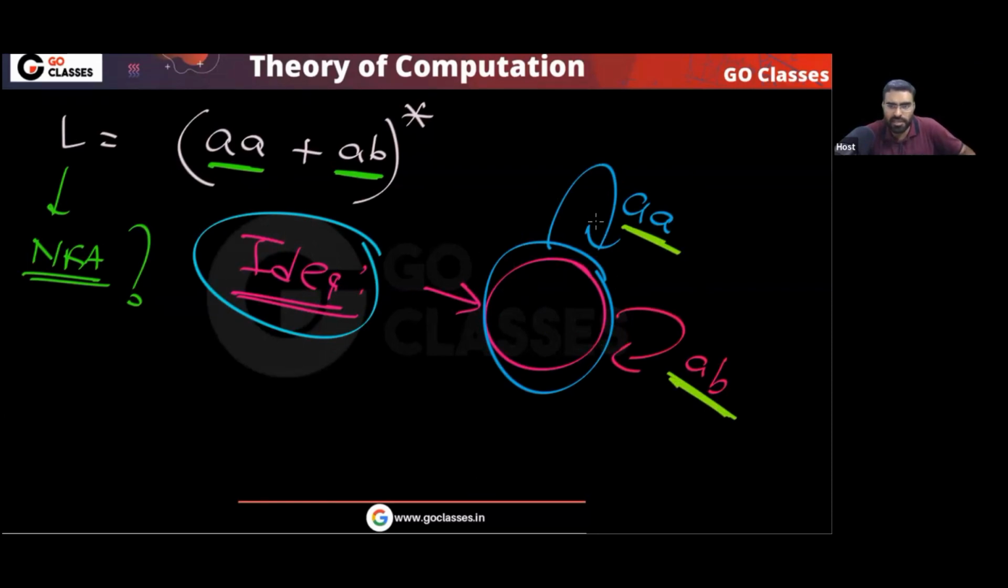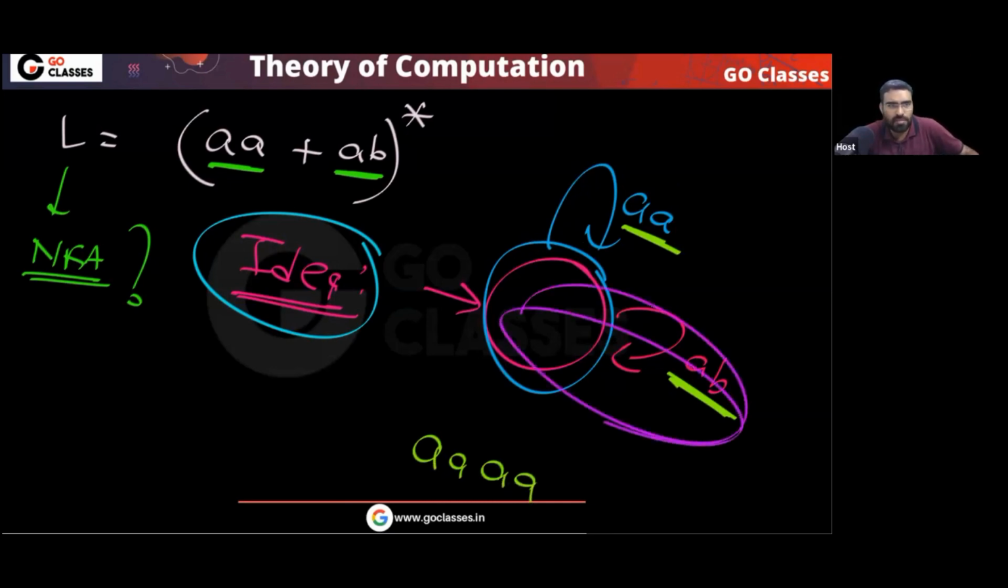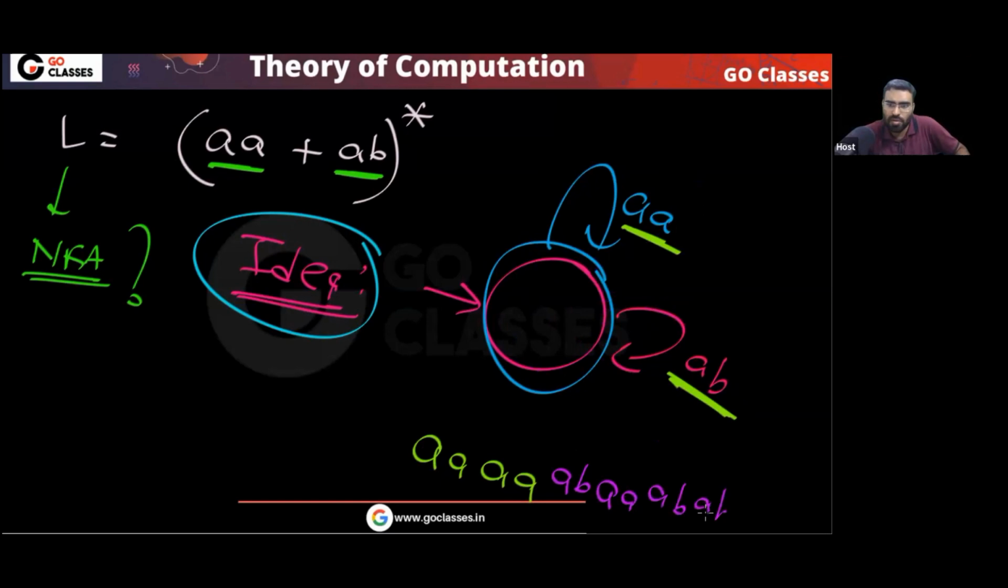For example, you can create AA like this. Then you can repeat this, then repeat this, then repeat this two times. So like this, this type of strings should be accepted. So are you getting this idea? This is just an idea. Is there anyone who wants to tell me why this is not an NFA?